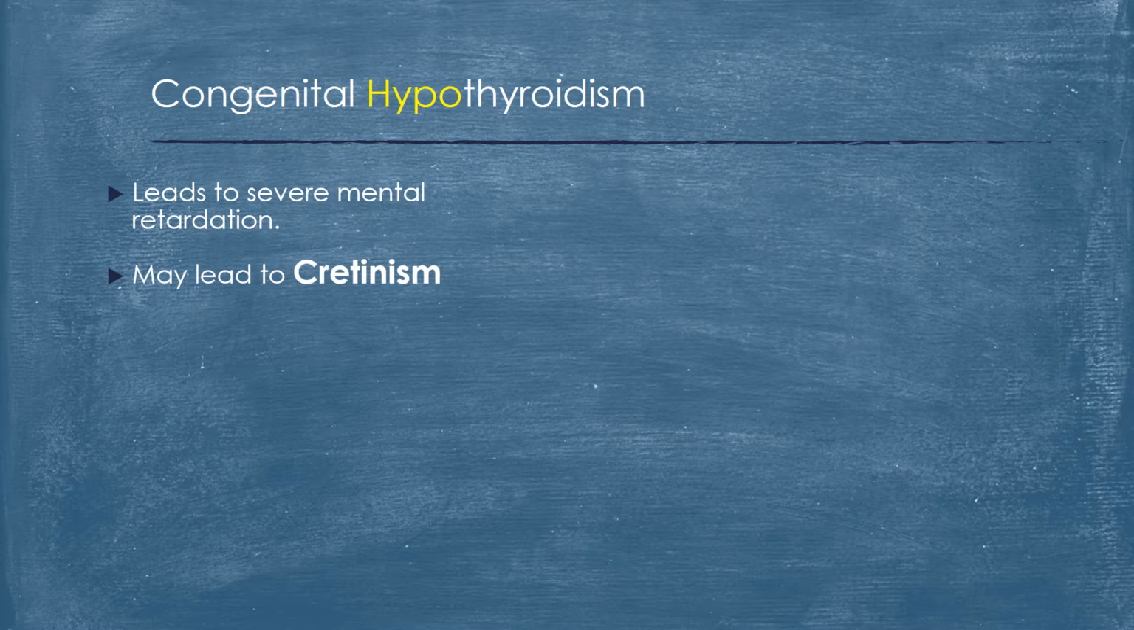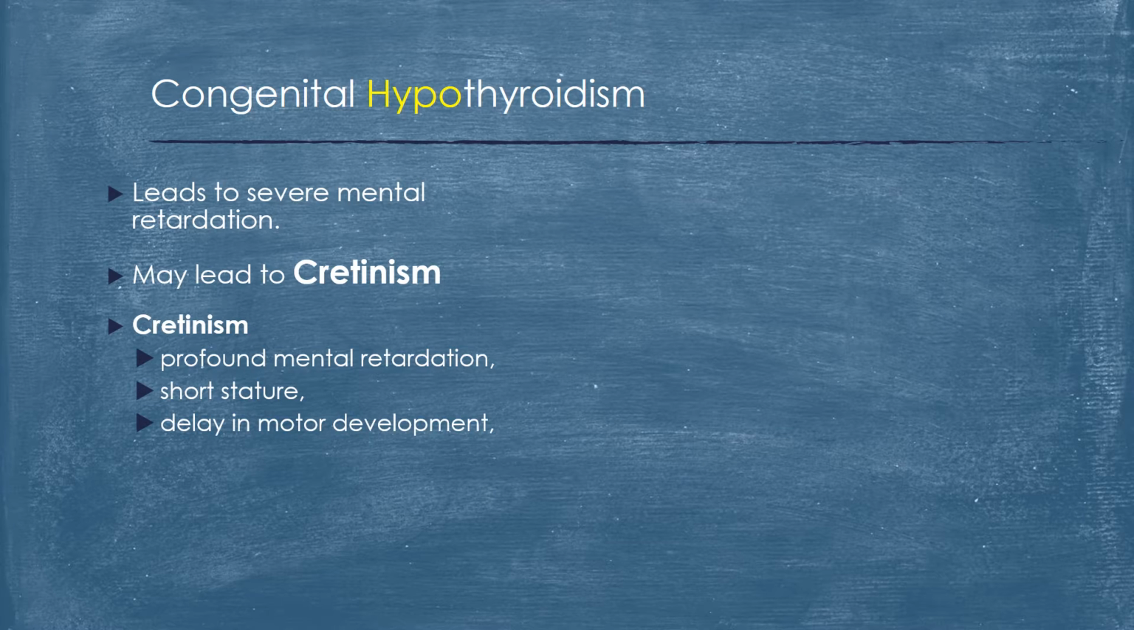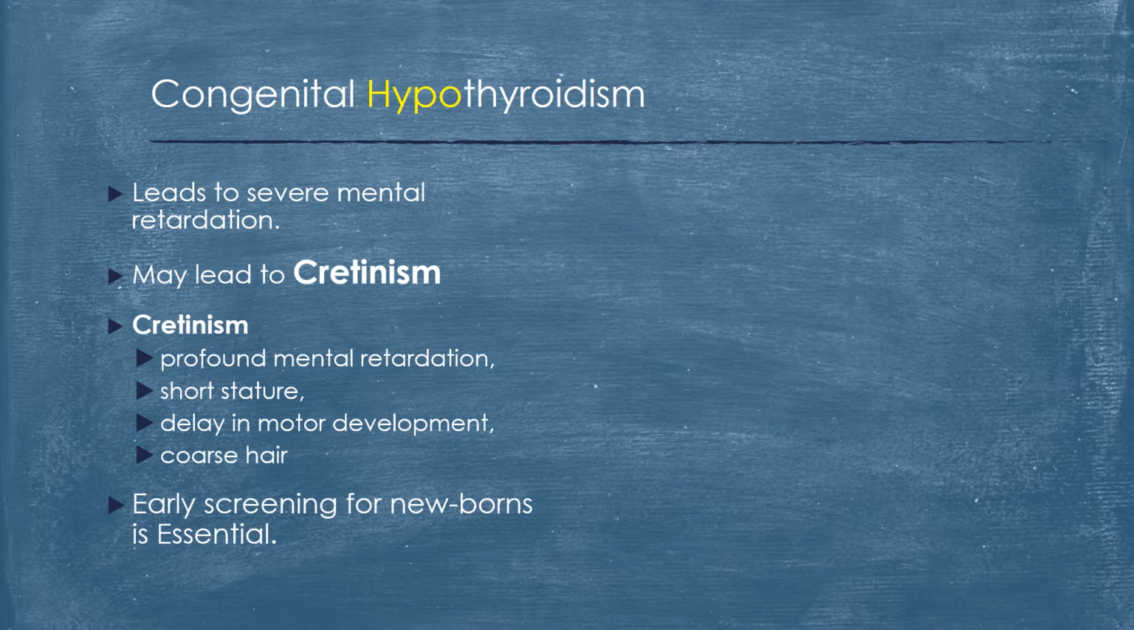Cretinism is a syndrome characterized by profound mental retardation, short stature, delay in motor development, and coarse hair. So early screening for newborns is essential, and this is what the neonatal units are doing these days. It is essential to test the newborn for its thyroid function.